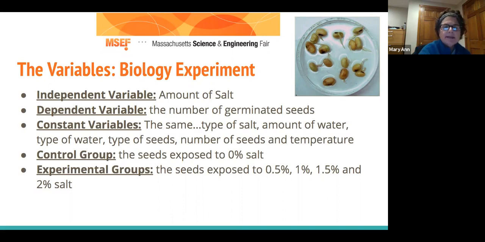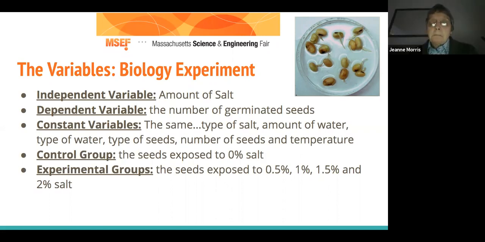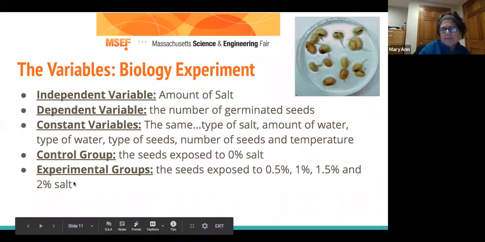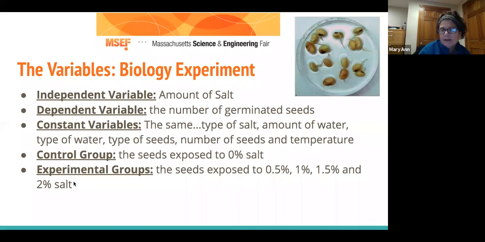So Jean, let's have that same discussion about the control group now. What's the control group here? It's the seeds exposed to 0% salt, or just water only. Like, what's found in nature out there? How do seeds germinate? Normally it's just rainwater, and rainwater should just be pure water. So that's the logic here. All the seeds that we expose to just water are our control group. And then we have 4 experimental groups here, seeds exposed to these levels of salt. Any questions here with this one?